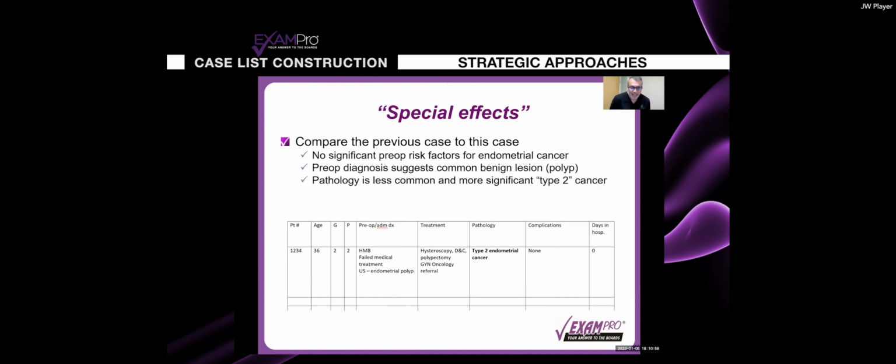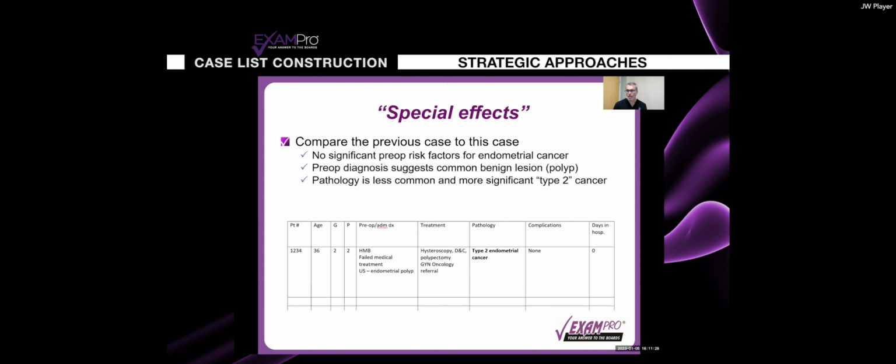Here, this is a slightly different case. She's the same age, 36. She's a G2P2, but the pre-op diagnosis is heavy menstrual bleeding. That's not necessarily a risk factor in the same way that AUB or obesity are for endometrial cancer. It says failed medical treatment. That's a good reason to do sampling. And it says that the ultrasound showed an endometrial polyp. So we have a presentation that suggests a benign lesion.